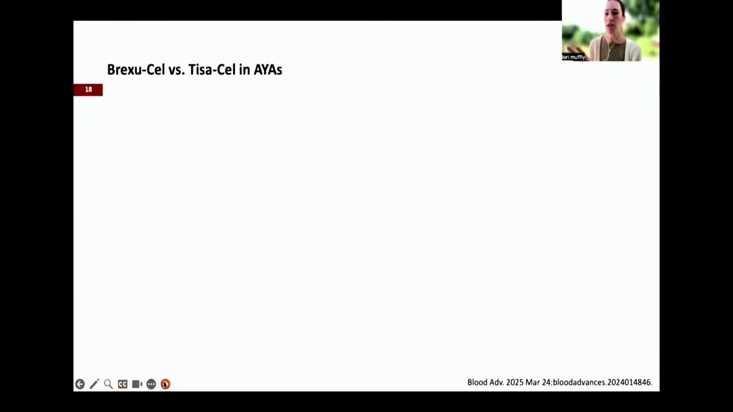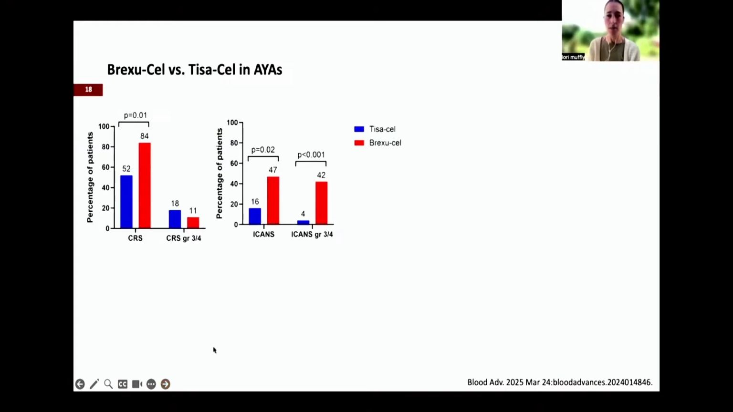I'm going to just take a moment to talk, since we're talking about children in the pediatric group, about an analysis that was done comparing Brexucel to Kymriah or Tisacel amongst AYAs. So this is another U.S. Consortium study looking at patients between the ages of 18 and 25 who are eligible for either Brexucel or Tisacel in relapse. And this was just published in Blood Advances.